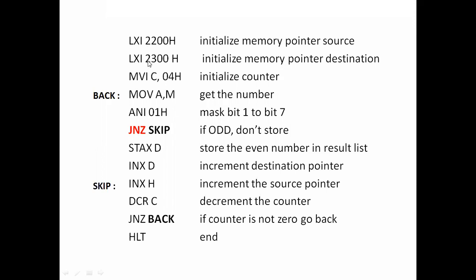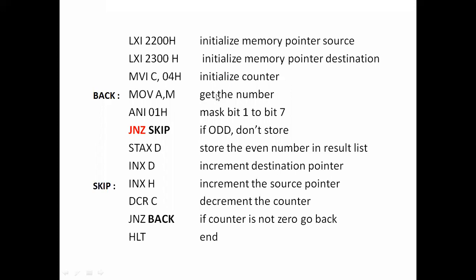Here there is some mistake. D is not written. We can write D also. So here it is H. So the HL pair is working as a memory pointer and the DE pair is working as a destination pointer. And we are using the C register for the counter, that is how many numbers there are.